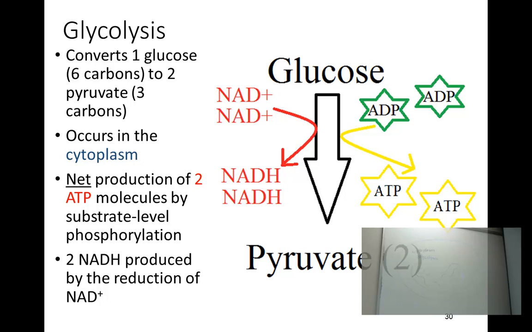NAD plus does not. Okay, that H, that bond there, is holding energy. And ATP has 3 phosphate groups, ADP has 2, so it has an extra bond there. That bond has more potential energy. We can use that ATP for energy. The NADH we have to convert into something else, which we'll do later.